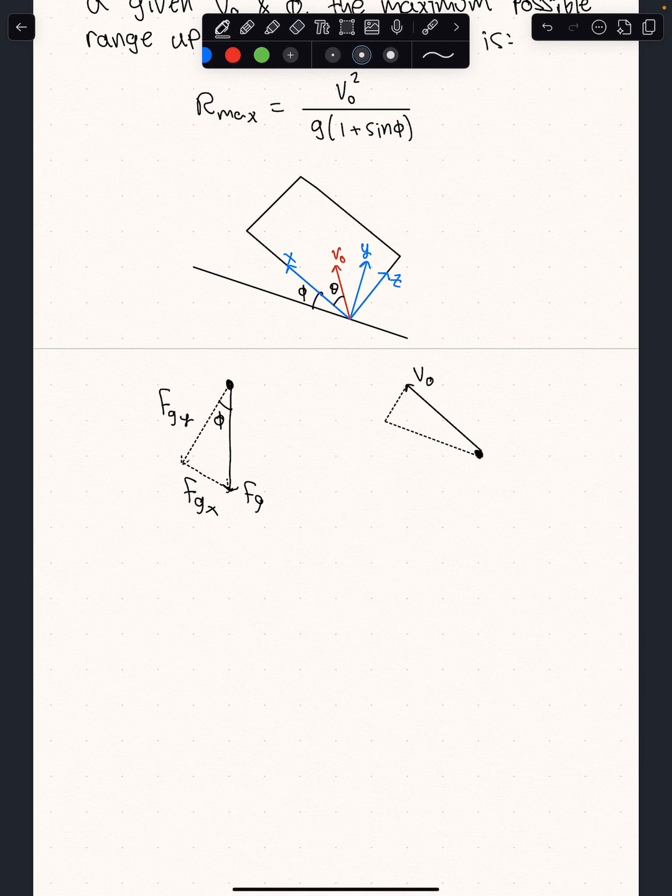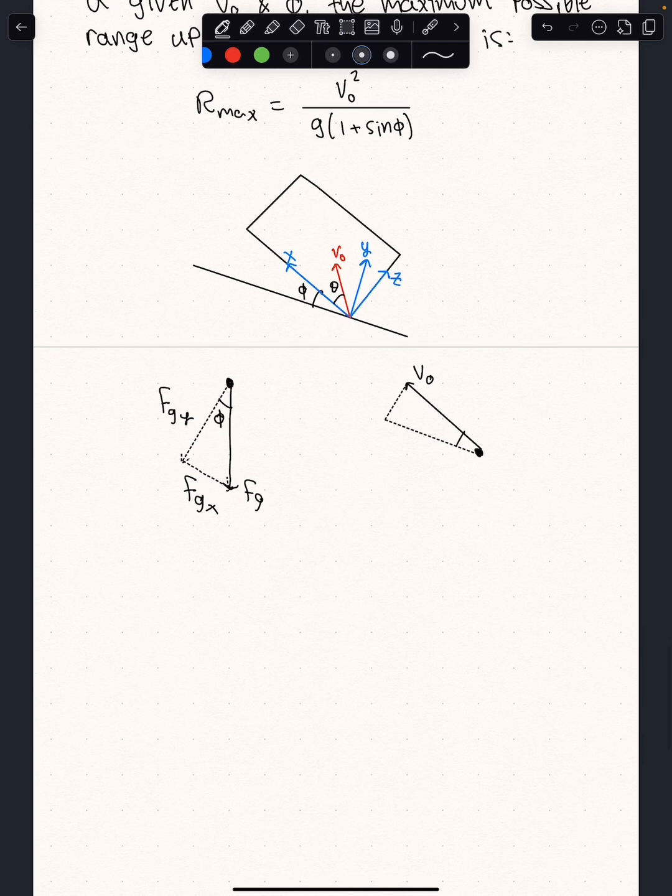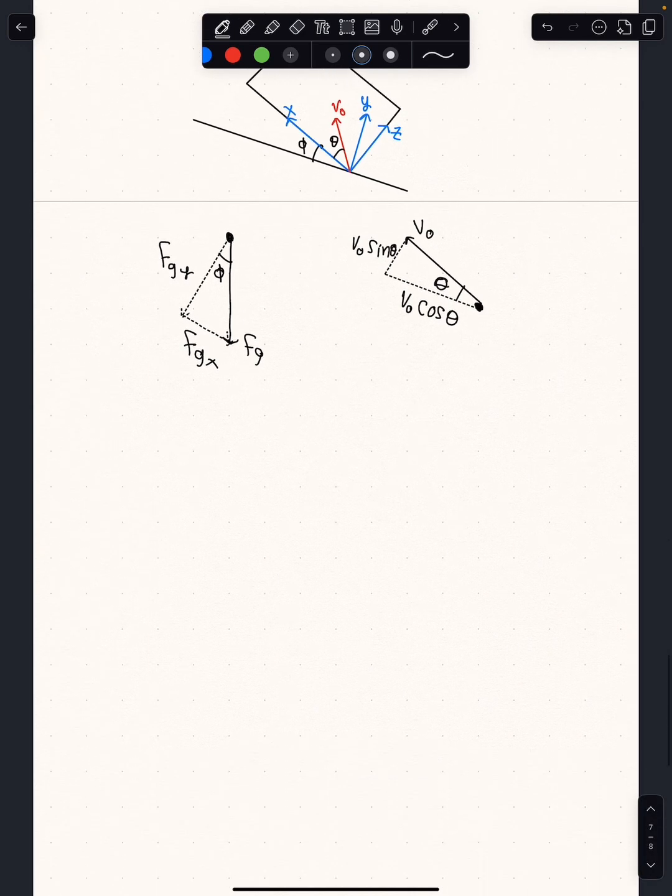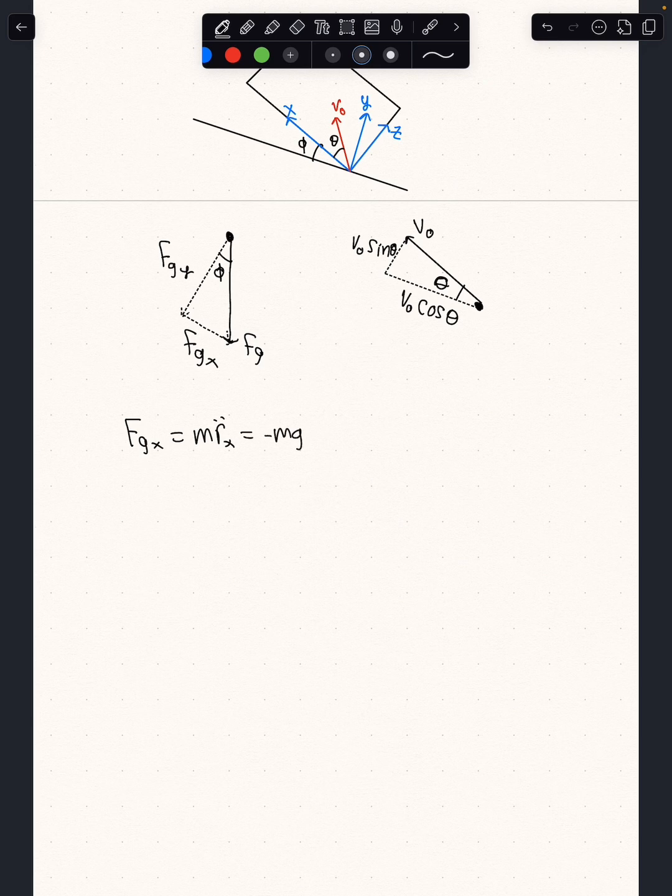Not the best drawing, but this angle will be the angle theta that it is thrown at, which makes this v naught cosine theta, and this v naught sine theta. Then that'll be equivalent for the Fgy and Fgx. If we write those here, Fgx is going to be equal to m r double dot x, which is going to be equal to negative mg, force of gravity, sine of phi.